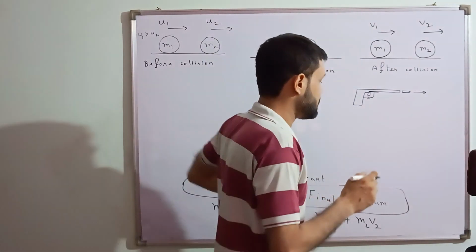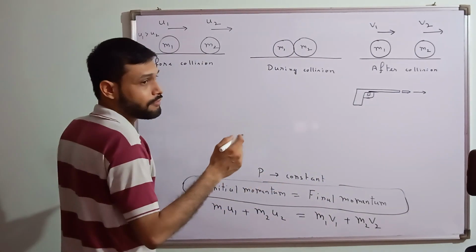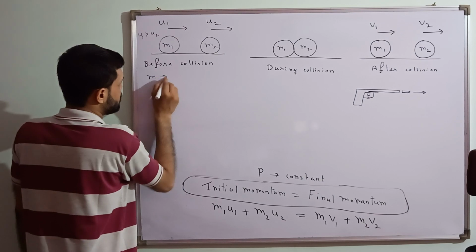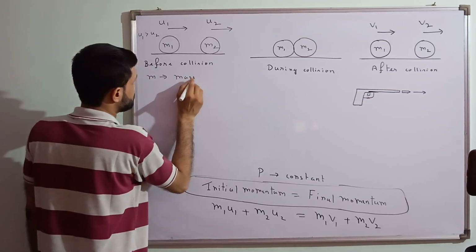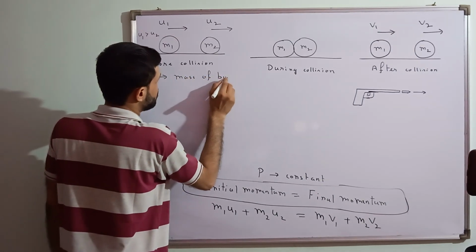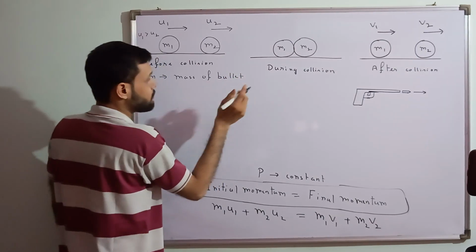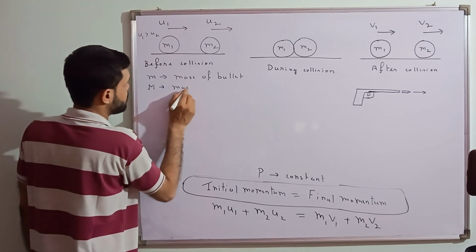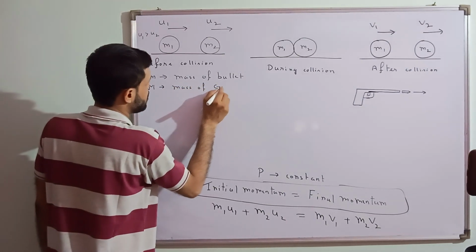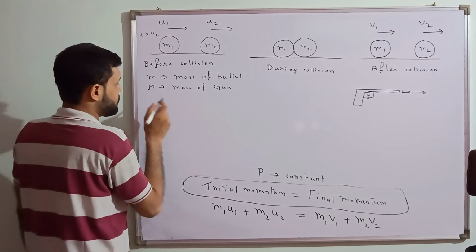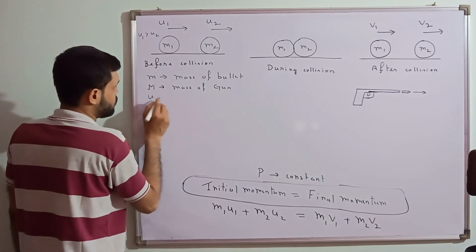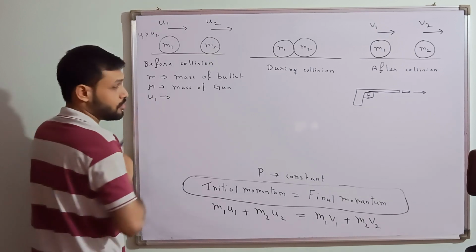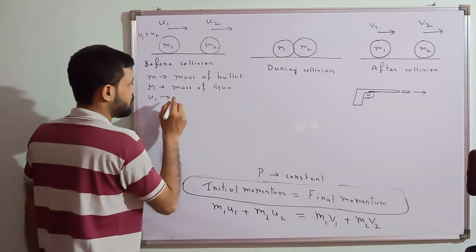Let's say I am considering small m as the mass of the bullet, and capital M as the mass of the gun. Next I am considering U1. What is U1? Initial velocity of the bullet.